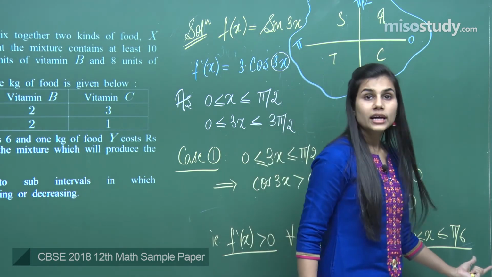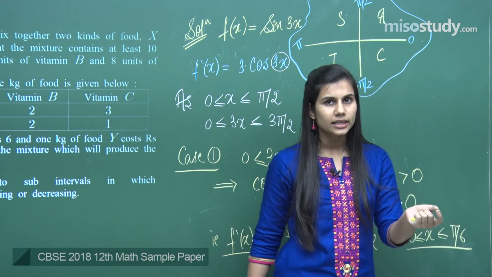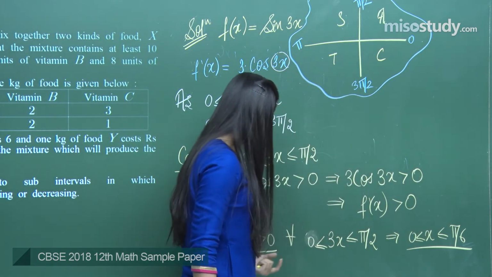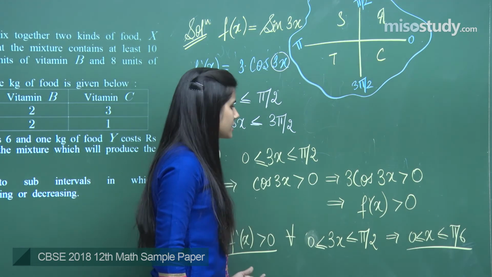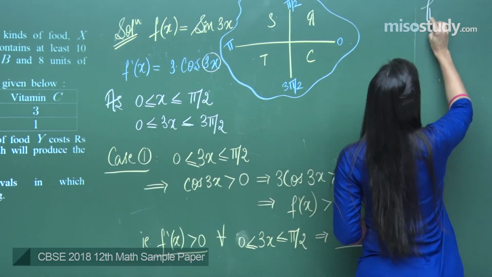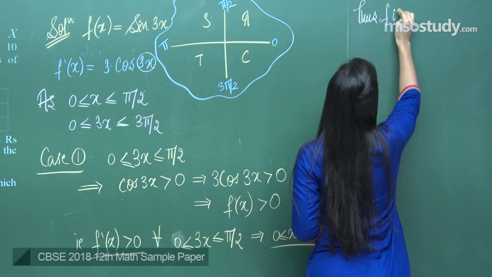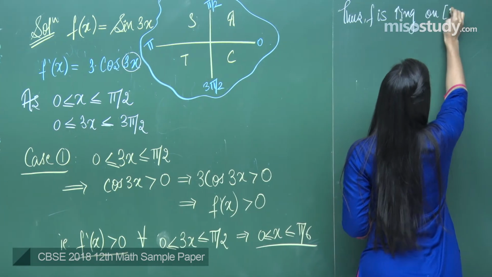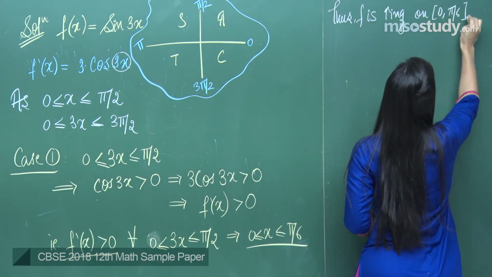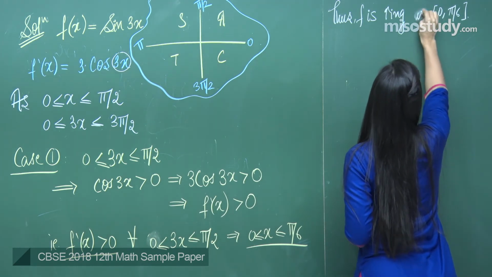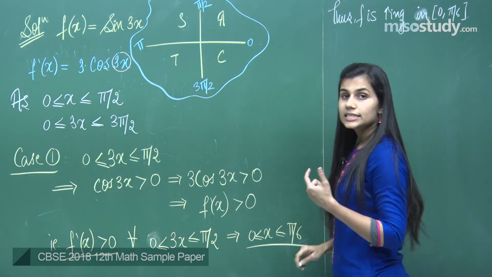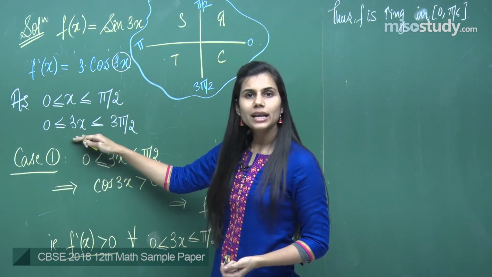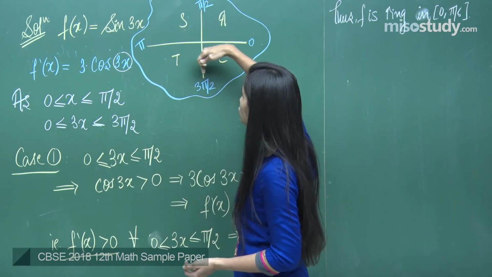This is 0 to 30 degrees. So from 0 to 30, in the entire interval of 0 to 90, corresponding to these angles, corresponding to these points, f dash x is positive, and so I can say f is increasing in this subinterval. Okay, this is a subinterval of 0 to pi by 2. Whereas if I consider my case 2, in which now I am allowing 3x to move from pi by 2 to 3 pi by 2.